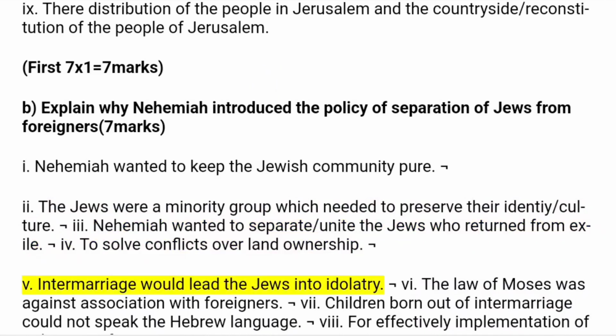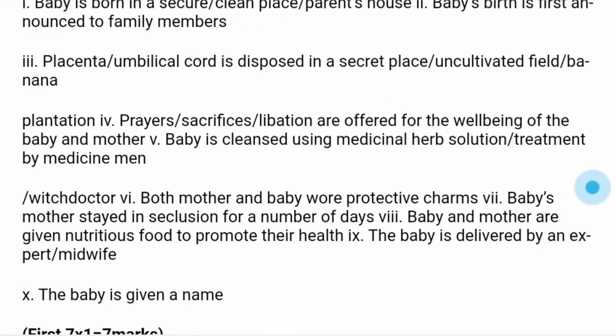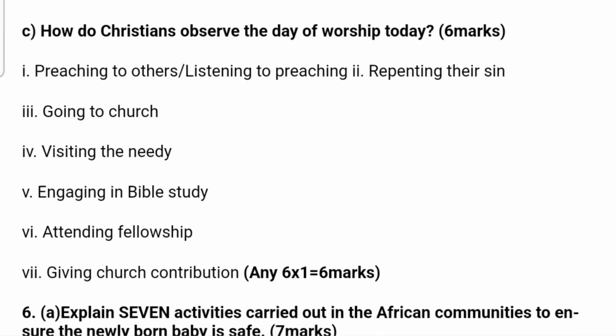5. Intermarriage would lead the Jews into idolatry. 6. The law of Moses was against association with foreigners. 7. Children born out of intermarriage could not speak the Hebrew language. 8. For effective implementation of religious reforms.